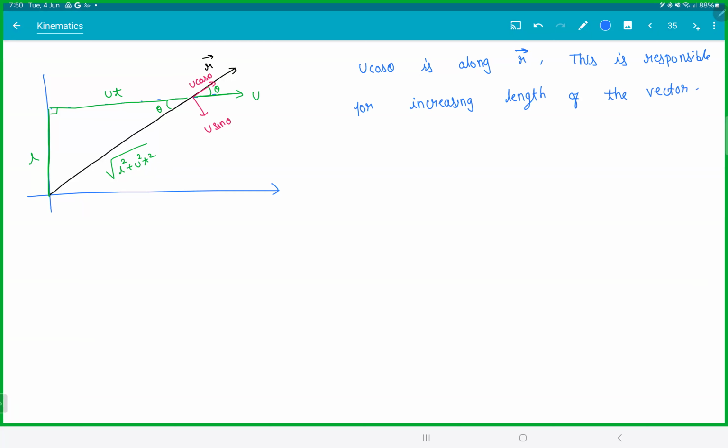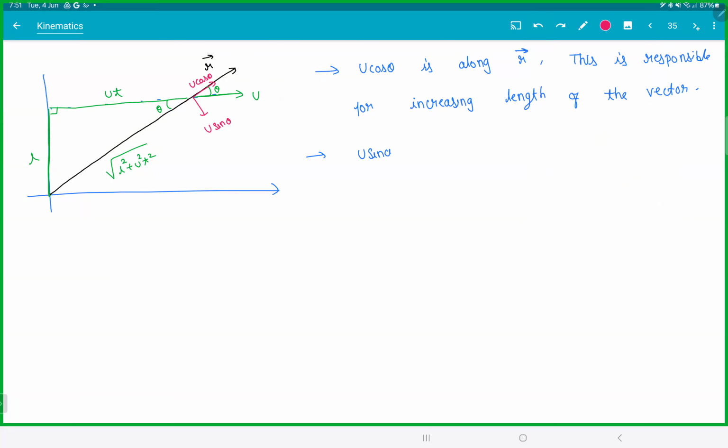So the component along the vector is actually increasing the magnitude. And what is u sin theta doing here? U sin theta is perpendicular. U sin theta is actually rotating the vector. Think about it. Next moment, where will the vector go? The vector will go from here to here, isn't it? Didn't the vector rotate from here to here? Who made it rotate? U sin theta is making it rotate, and u cos theta is stretching the vector. Is that making sense, everyone?